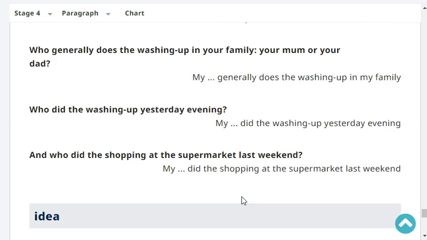Who did the washing up yesterday evening? My mom did the washing up yesterday evening. And who did the shopping at the supermarket last weekend? My mom did the shopping at the supermarket last weekend.